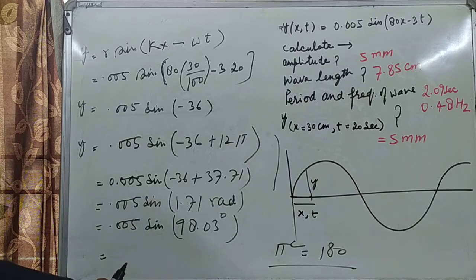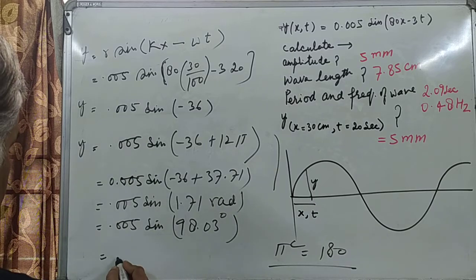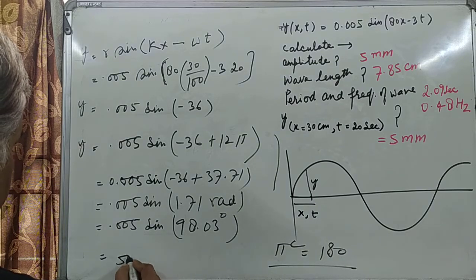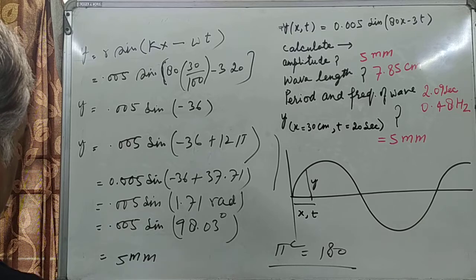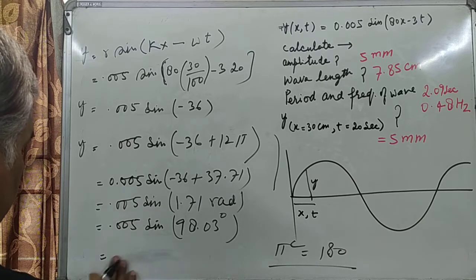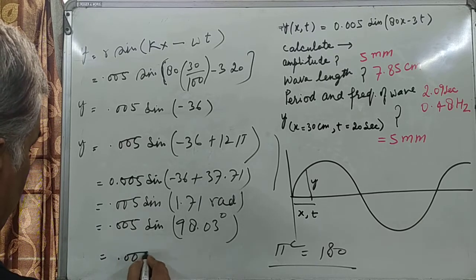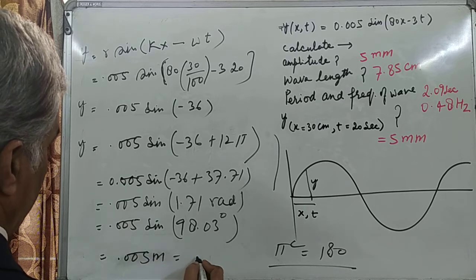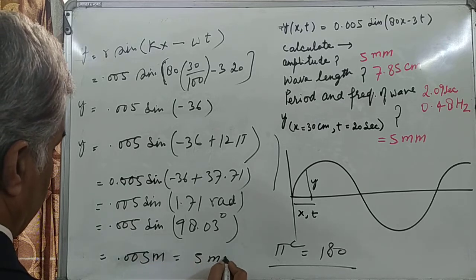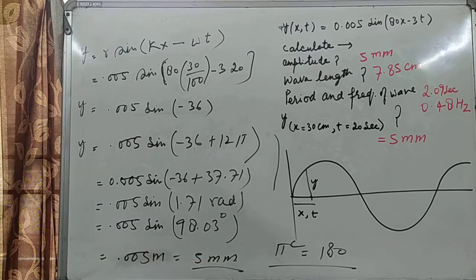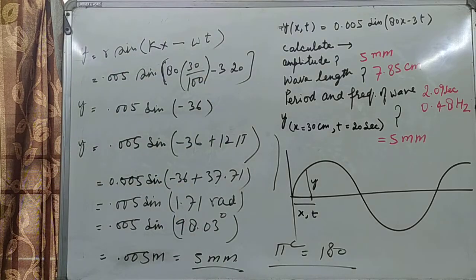Practically you are getting 0.005 meter, which is equal to 5 millimeter. This is the answer. This is the process to simplify it.